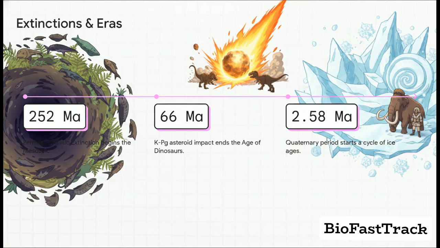Life eventually recovers, and reptiles rule the Earth for millions of years until exactly 66 million years ago. That is the KPG extinction, driven by the massive Chicxulub asteroid impact. It literally wipes out the non-avian dinosaurs and resets the ecological board. This directly gives way to the Cenozoic era, leading up to 2.58 million years ago, the start of the Quaternary period, which is defined by its rhythmic cycle of ice ages.